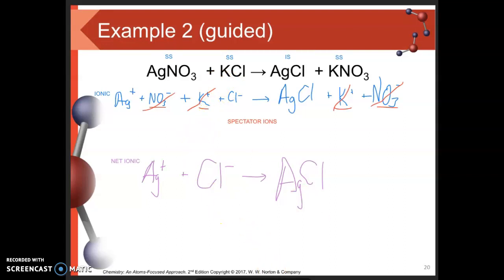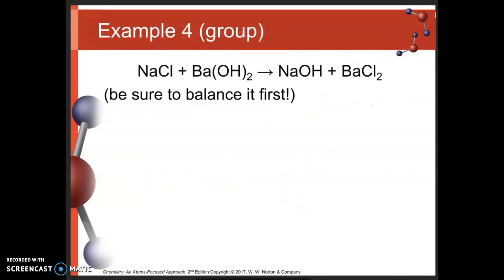Let's take a look at another example. And in this example, I want us to take special care and attention to a couple of details. First of all, we need to balance this thing. So for balancing, I have 2 chlorides over here and only 1 here, so I need 2 chlorides. And now I have 2 sodiums and 2 hydroxides, so I need 2 sodium hydroxides. That looks like it's balanced now.